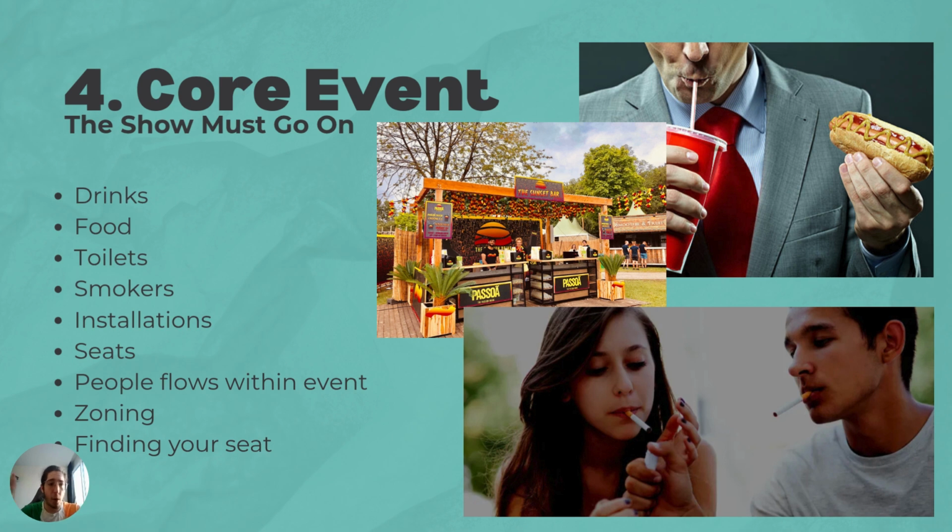Next up, the core event, of course. The show must go on. Food, drinks, toilets, most important things ever. They need to be clearly signed so people know where to find them. There need to be enough of them so we don't get big queues around. And people need to be able to walk to and from them easily without having to stand in queues, bump into lots of people, and make that a quick journey so they don't have to go half an hour that way and come back just for a hot dog and a cup of coke.